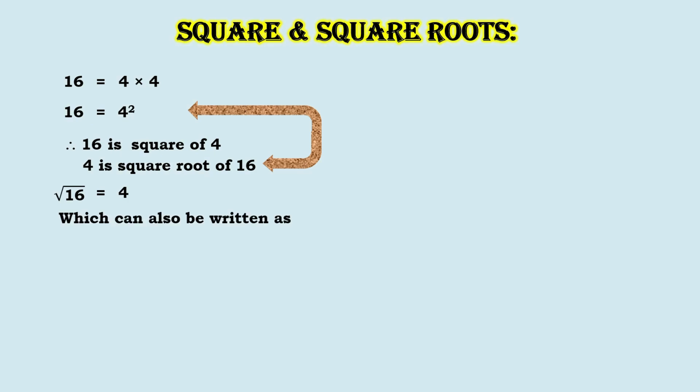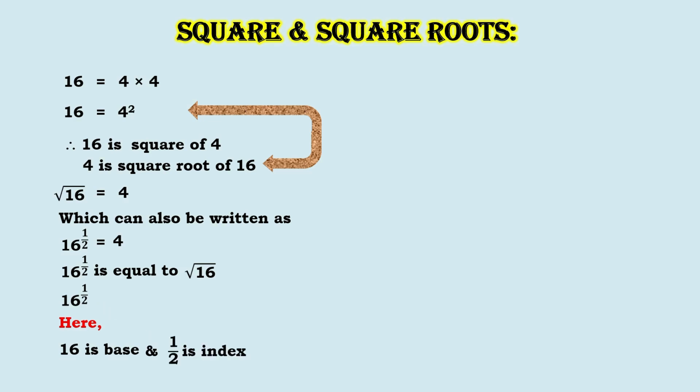So the square root of 16 equals 4, which we already know, and this can also be written as 16 to the power 1 by 2. So square root is equivalent to 1 by 2 as the power. So 16 to the power 1 by 2 is equal to the square root of 16. Here 16 is the base and 1 by 2 is the index.